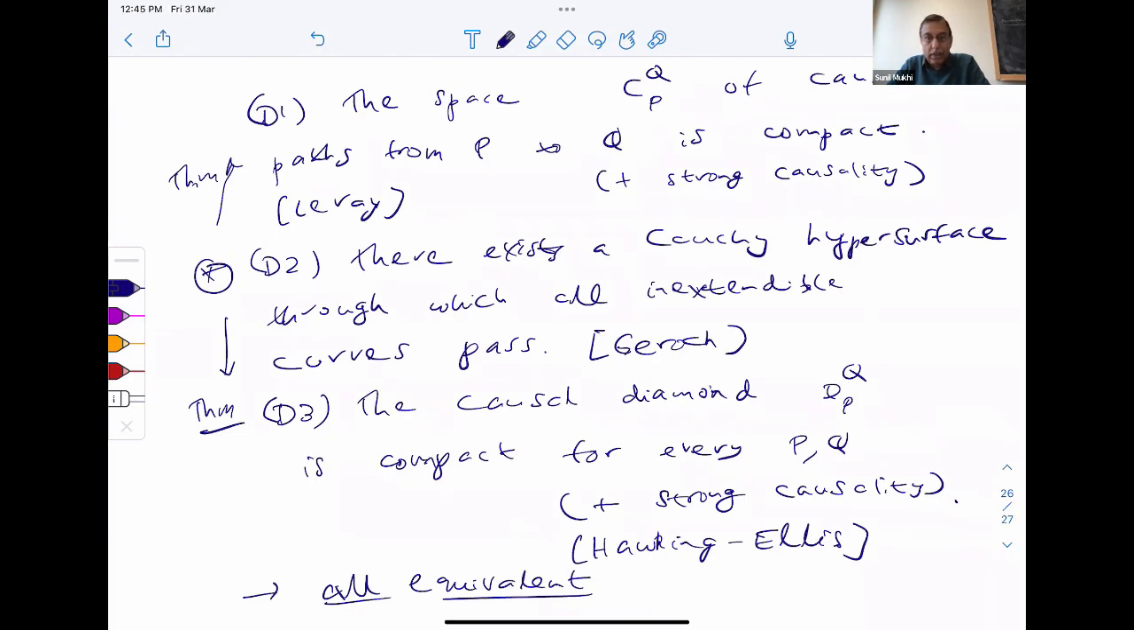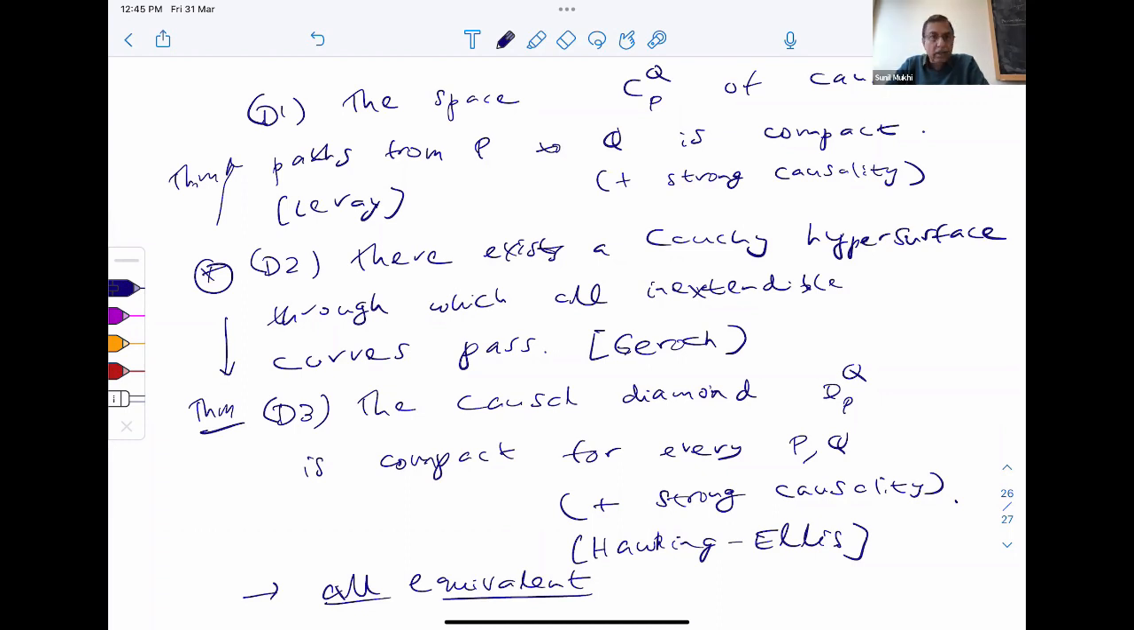A space of paths is an extremely difficult thing. But the fact that a Cauchy hypersurface exists in Minkowski space is trivial because you just take it to be t equals 0, horizontal line, that's a Cauchy hypersurface, over and done. So Minkowski space is globally hyperbolic.